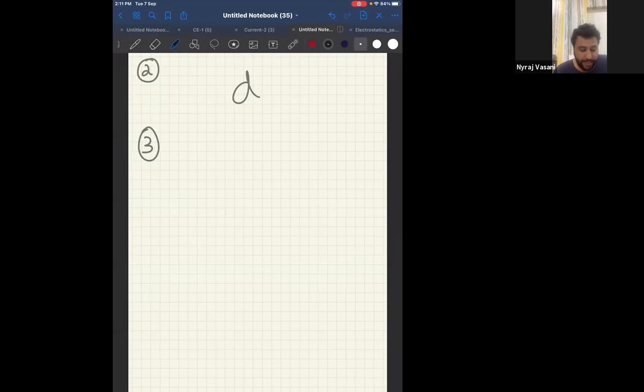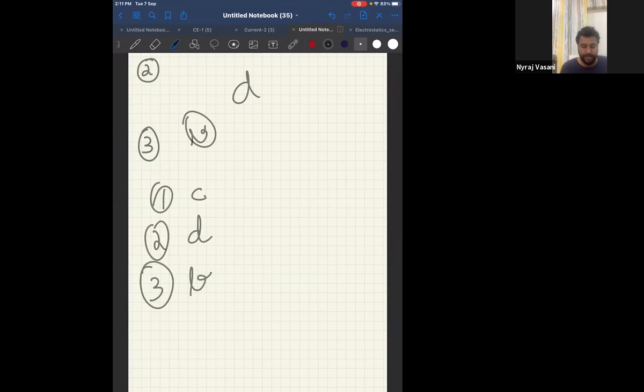Answer for 3 is B. Now look at question 1, question 2, question 3. Question number 1 answer should be C. Question number 2 answer should be D. And question number 3 answer should be B. Tell me, any doubts in these 3 questions? Direct questions from oscillations, the first 3 questions from oscillations. Yes, no, maybe. All clear?